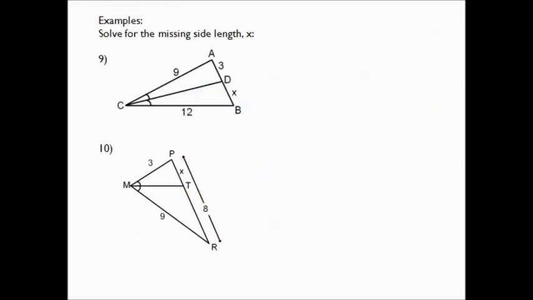Solve for the missing side length x. So I see the bisected angle is here. I look across from the bisected angle, this segment says 3. I look across from the other bisected angle, this segment says x. That has to be equal, if I went top to bottom, then I do the ratio of the sides going top to bottom, 9 over 12. And then we can solve that proportion.